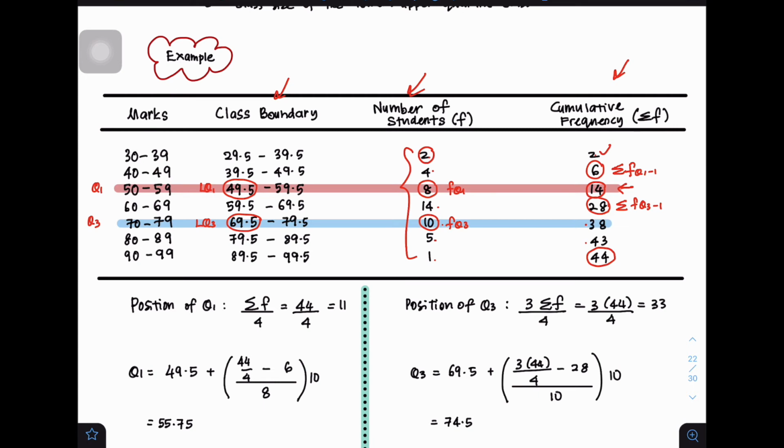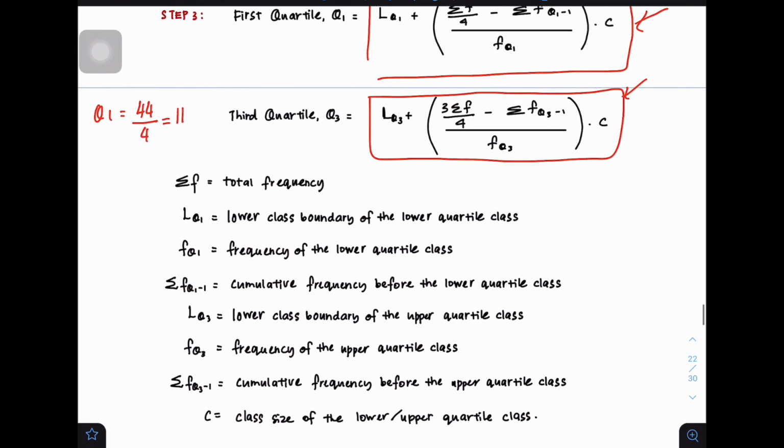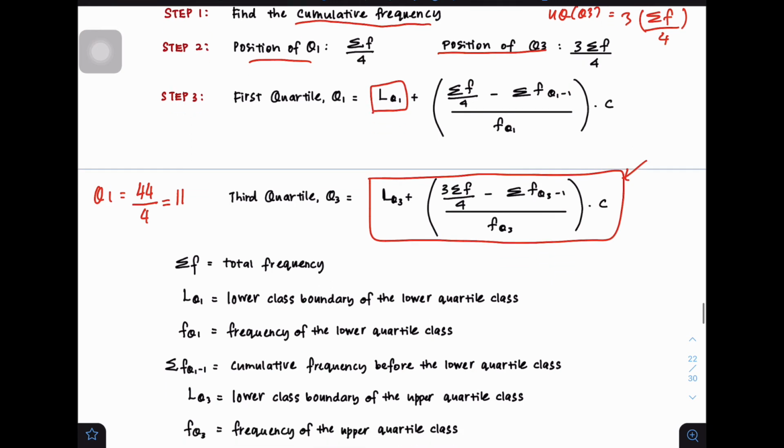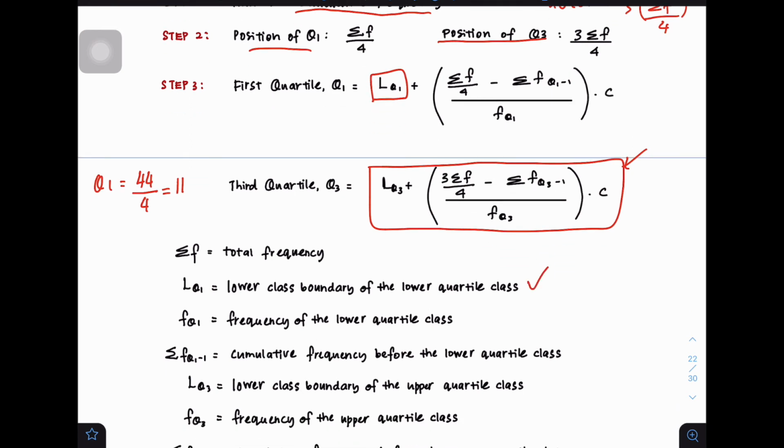Okay, so kenapa kita perlu tahu quartile 1 class? Because kalau awak tengok dekat formula sini, okay, so ini formula. Awak tak perlu hafal tapi awak kena tahu setiap elemen. So kita ada LQ1. Apa dia LQ1? So LQ1 adalah lower class boundary of the lower quartile class. Okay, that's why we need to know where is our lower quartile class. Sebab this one dia adalah lower class boundary untuk lower quartile class.